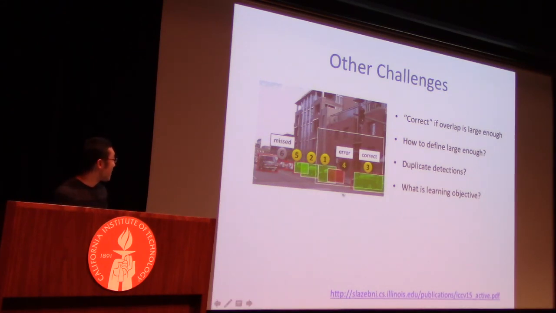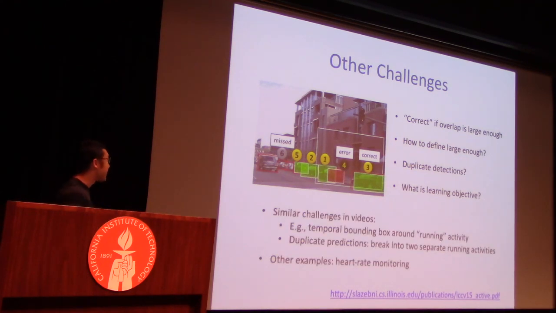And here we have a duplicate detection. Here the model predicted 2 different bounding boxes for the same car. So only one of them gets to be labeled as correct. The other one must be labeled as wrong. Maybe, maybe not. It depends on the application. Furthermore, what is the learning objective? This is a complicated evaluation metric. Does it make sense to write out a learning objective that maximizes this optimization objective?